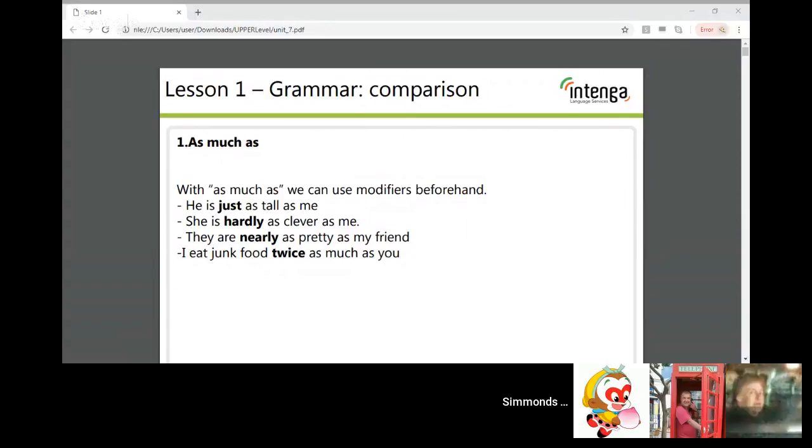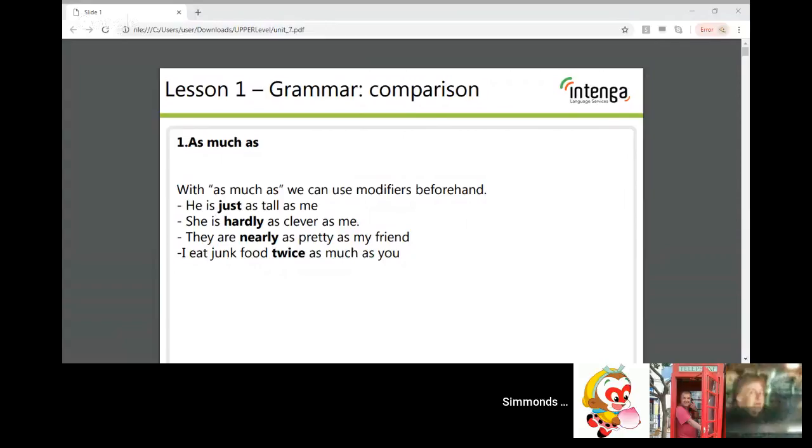So we have 4 sentences here. Let's actually have Ken read. You haven't spoken yet. Ken, why don't you read everything you see on this slide? Okay, we've got a lot of slides today, so everyone will get to read. Okay. As much as, with as much as we can use modifiers beforehand.